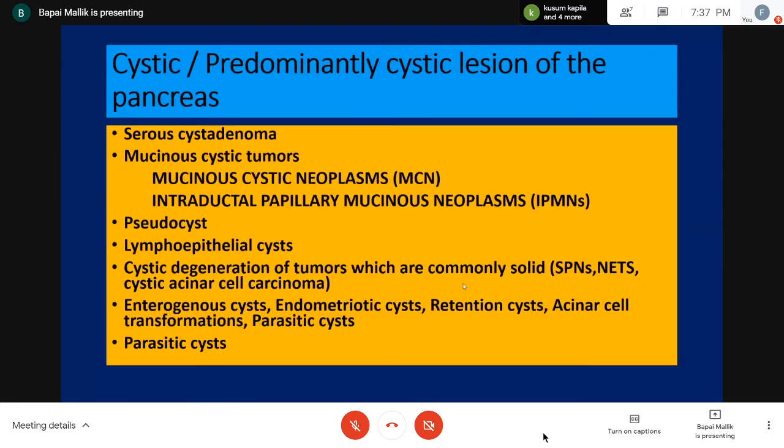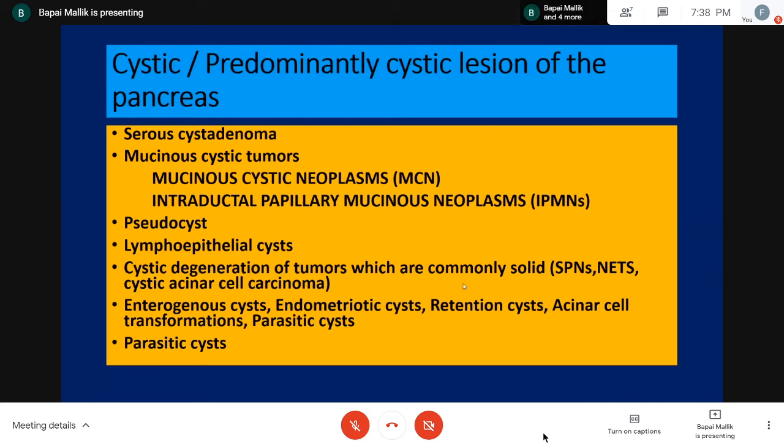So what are the cystic and predominantly cystic lesions of the pancreas? This is the list of the common lesions and some uncommon lesions. At the top of the list, you have serous cystadenomas. Then you have the very important group of mucinous cystic tumors, which comprise two different kinds of tumors: mucinous cystic neoplasms or MCNs, and intraductal papillary mucinous neoplasms, which have other subtypes. I'm going to talk about them later on.